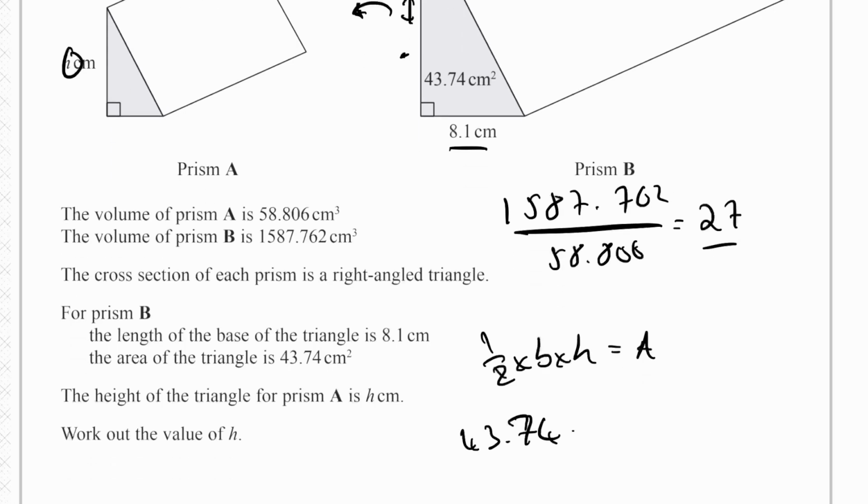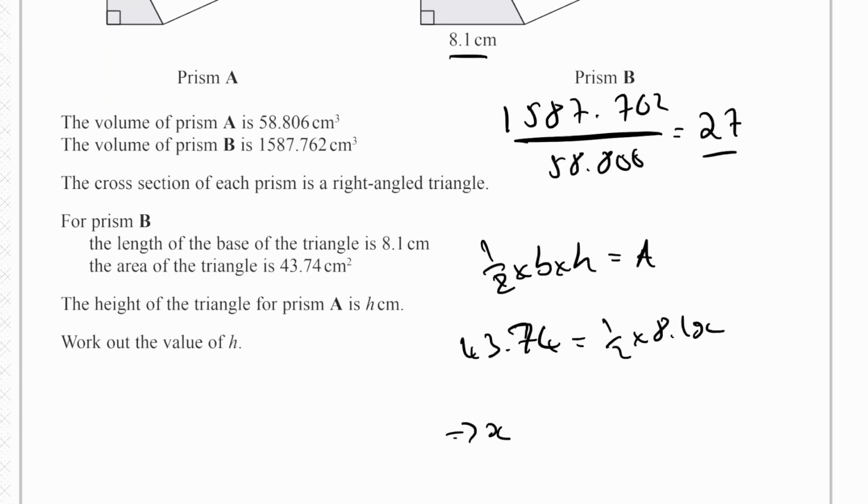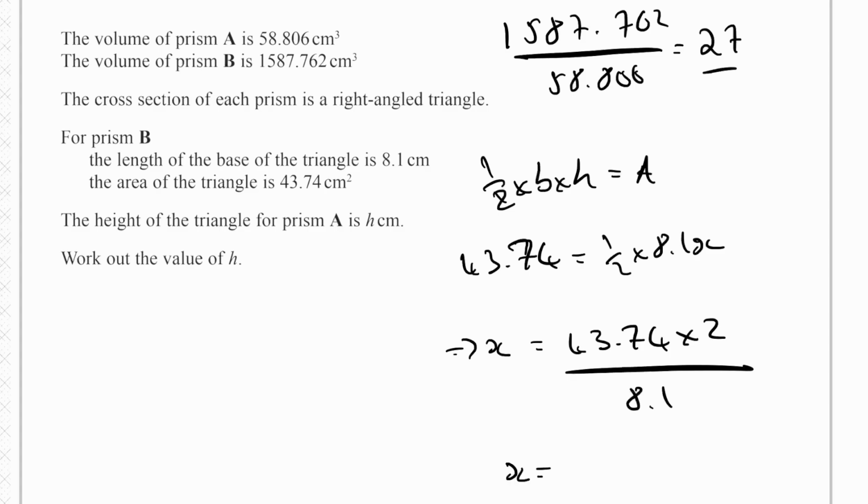43.74 is our area. It's going to be equal to a half multiplied by 8.1 multiplied by our height. We'll call this x since this is already called h. So multiplied by x, and in fact, we'll get rid of that. So 8.1x like that. Then we can just rearrange for x. So x is going to be equal to 43.74 divided by a half, which is the same as times by 2, and then divide through by 8.1. If you solve that, you should get that x is equal to 10.8.